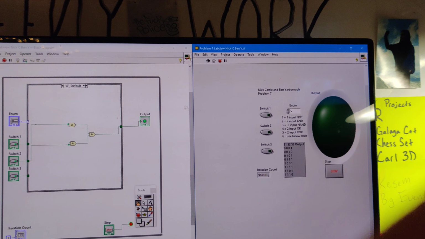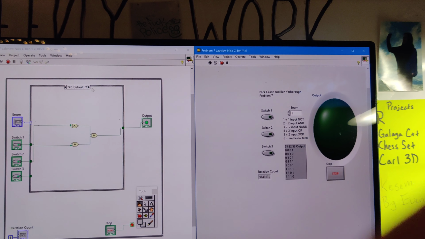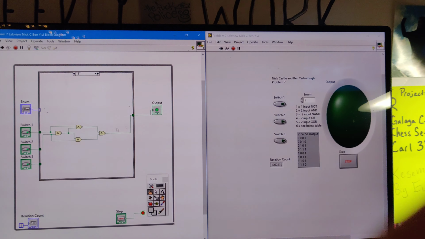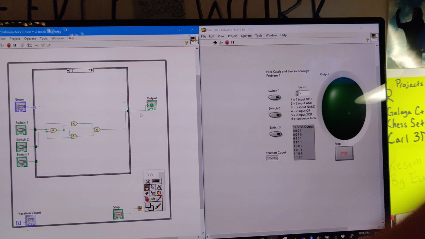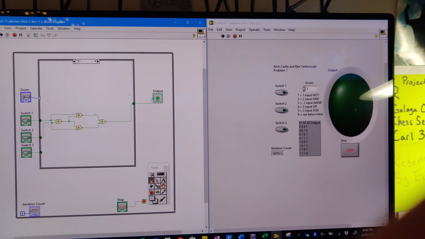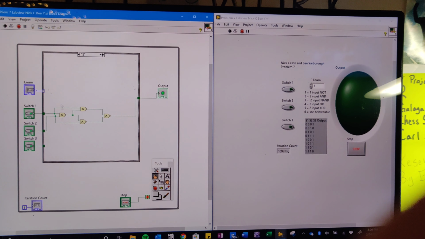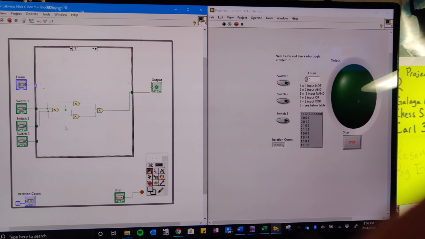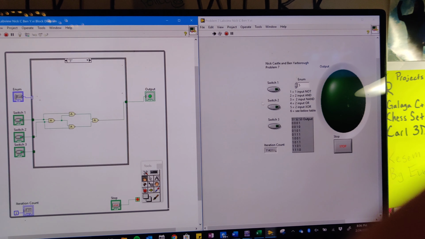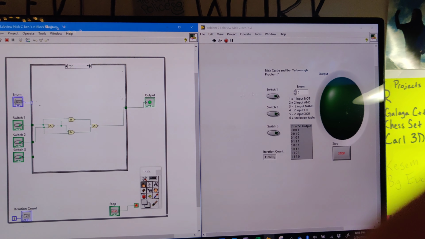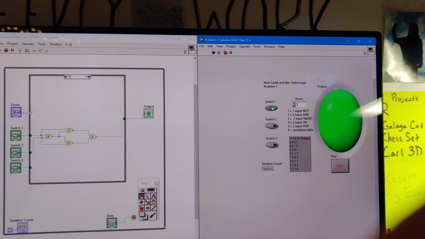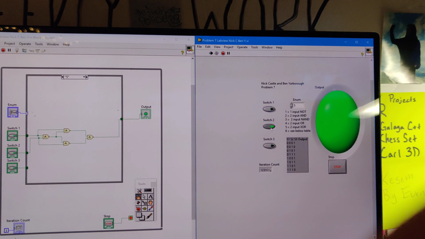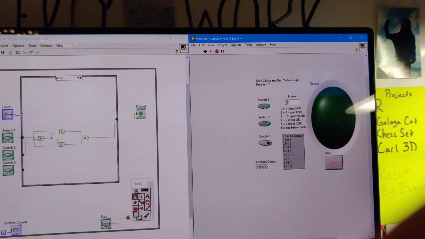For problem 5, this one is the 2-input XOR gate. I made this one out of 3 NAND gates, as you can see over in the circuit diagram, or logic diagram. When nothing's turned on, light is off. 1 is on, light goes on. 2 is on, light goes on. And when both are on, it turns off.